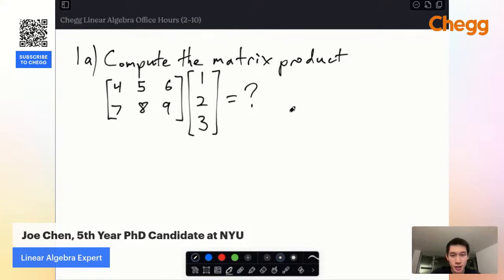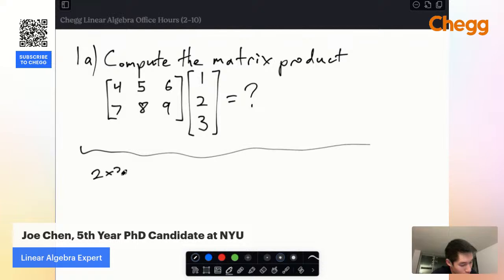The first question to start us off is computing this matrix product. We have a matrix here, 4, 5, 6 and 7, 8, 9, and we want to multiply it with this vector 1, 2, 3. So let's do it. How does matrix multiplication work? First, the matrix is a 2 by 3 matrix, and the vector is a 3 by 1 vector. And so this will always come out to a 2 by 1 vector.